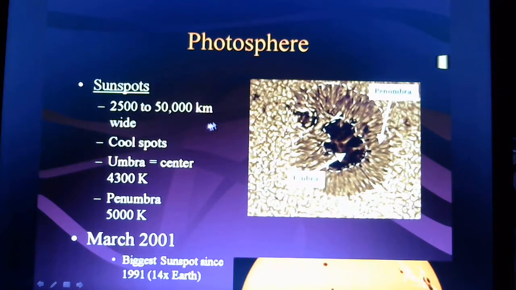Here's what you really expect to see on the surface of the sun. Sunspots. Sunspots are not small. 2,500 kilometers is a small sunspot. 50,000 kilometers is a big sunspot. Back in March of 2001, there was this very large grouping of sunspots, which was 14 times the size of the Earth. So sunspots are huge.